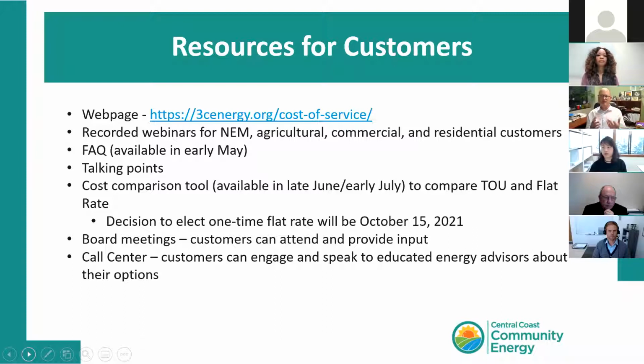The 3C is saying you need to make a one-time decision as to whether you want to be on the default or the alternate rate, and you need to make that decision by October 15th, 2021. There will also be board meetings. As Lena showed on that schedule, there are lots of board meetings coming up, and there are opportunities for customers to attend and provide input. And there's the call center, so customers can talk to the energy advisors about their options and what these changes may look like. So with that, I will turn it back to you, Lena, to wrap it up.